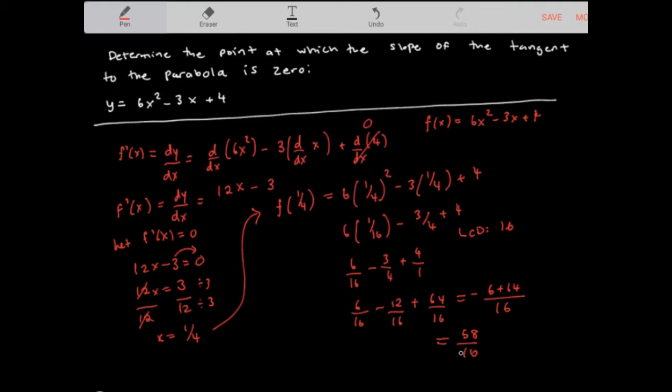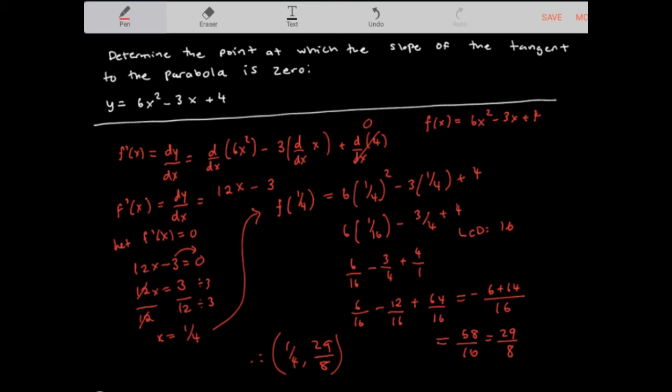Okay, you can simplify this, right? If you divide this by 2 and this by 2, this looks like 29 over 8. Okay, so therefore the point is 1 over 4 and 29 over 8. Okay, and that's basically where the slope of the tangent to the parabola is 0, right?